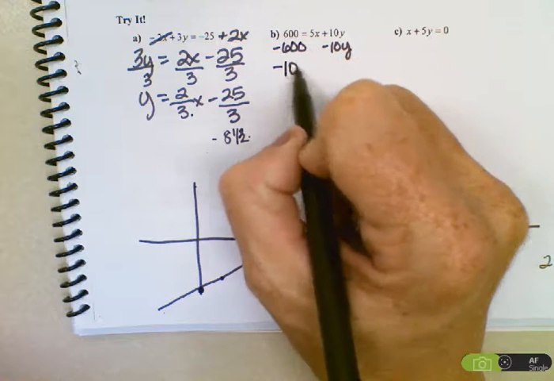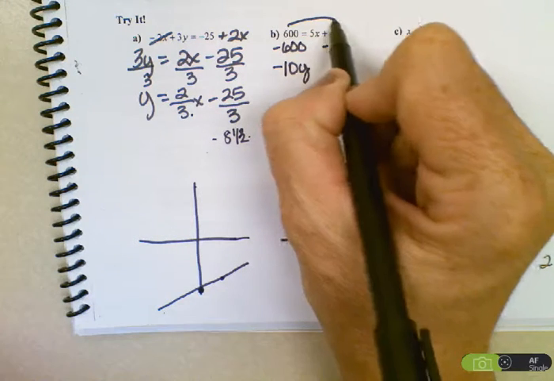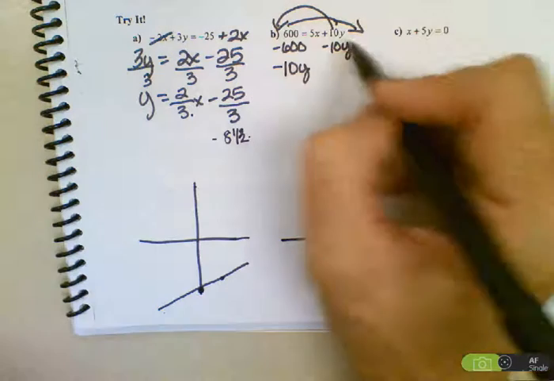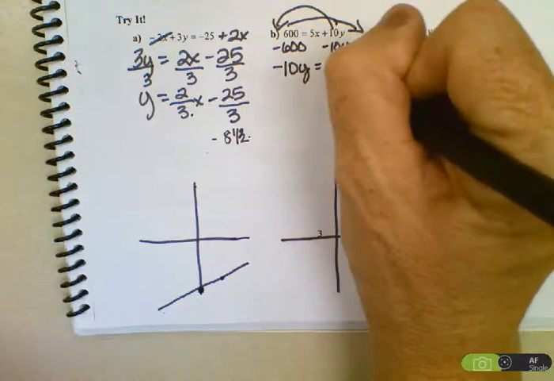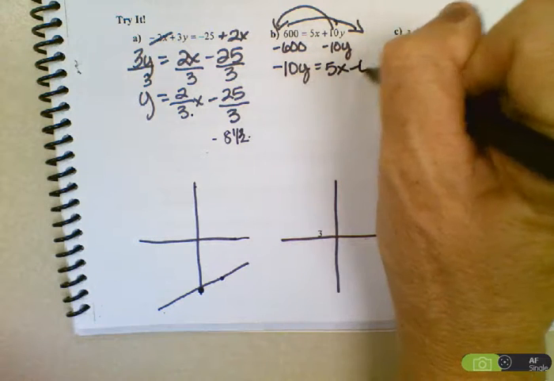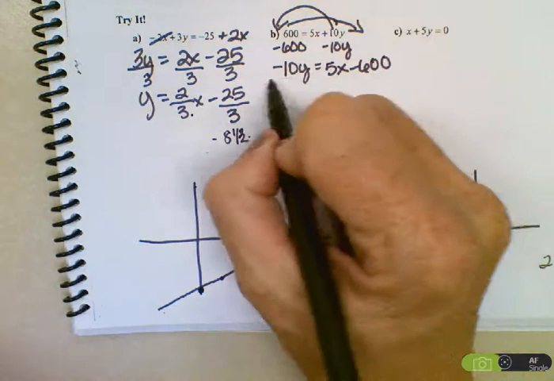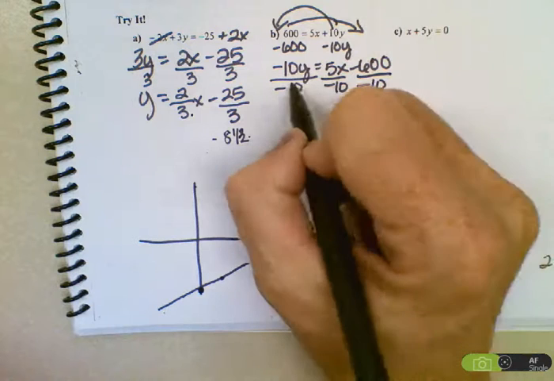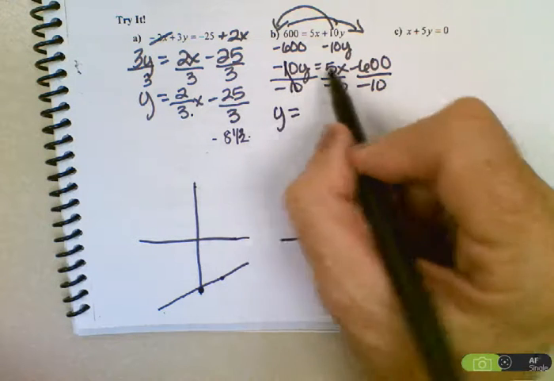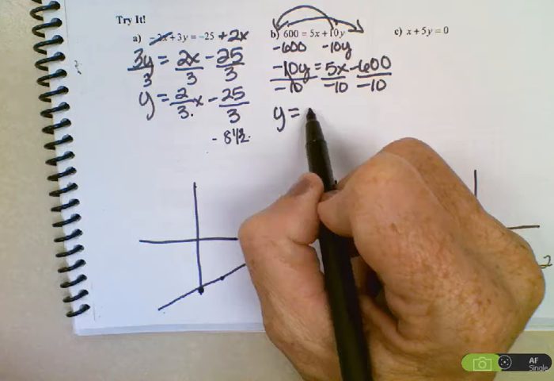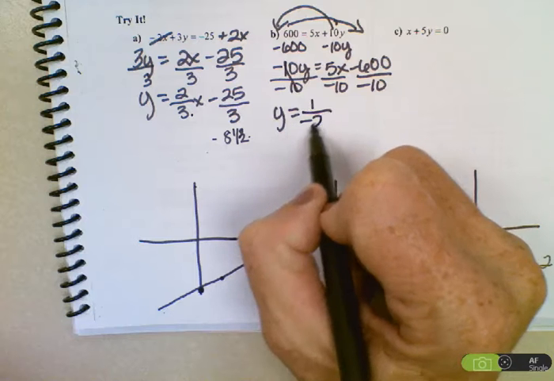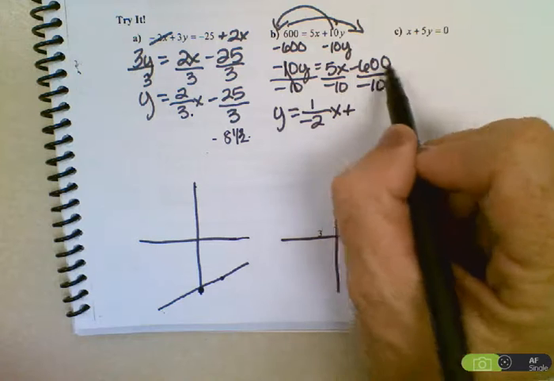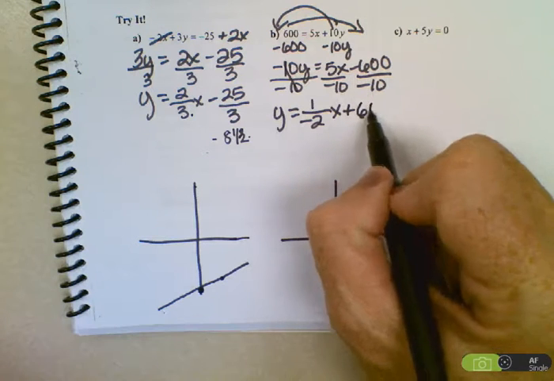And we have -10y. So this is coming over to this side, and the 10y is coming over to this side. They both are going to change signs when they move. So I'm going to get 5x minus 600, and now I need to divide everything by -10. So that cancels out. I get y equals 5 divided by -10 is 1 over -2x. Negative divided by negative is a positive, and 600 divided by 10 is 60.